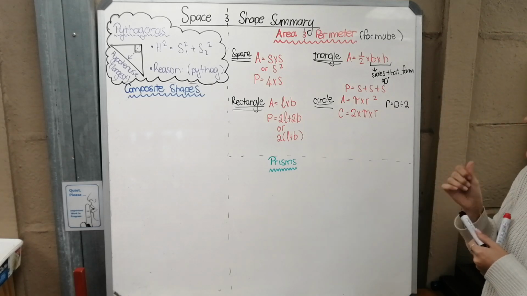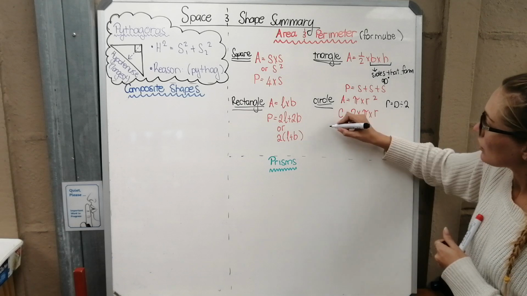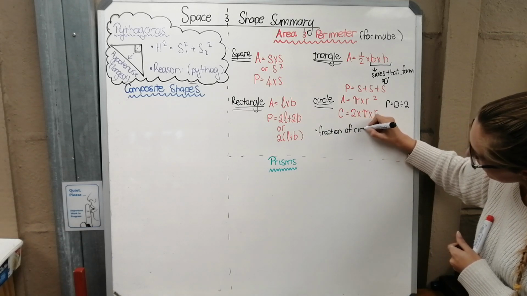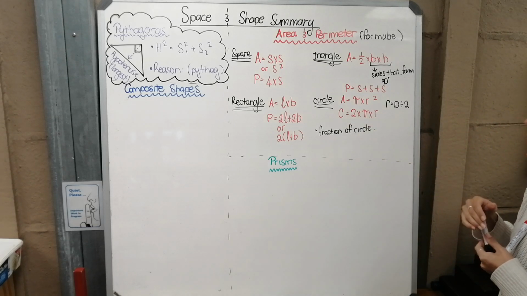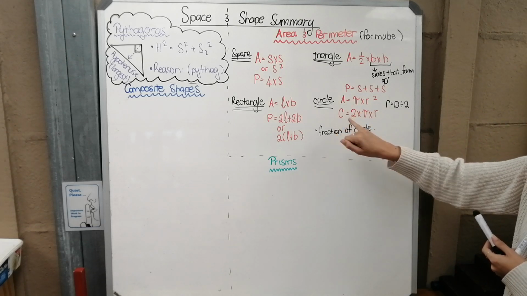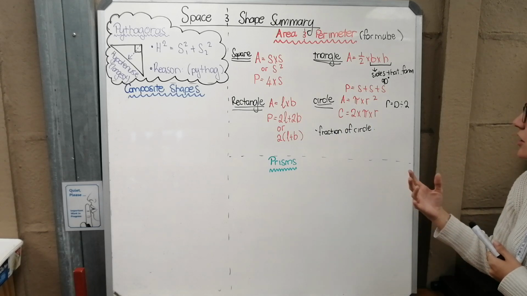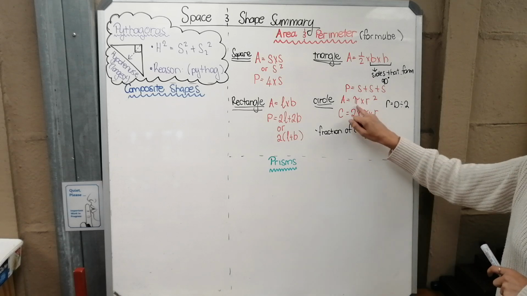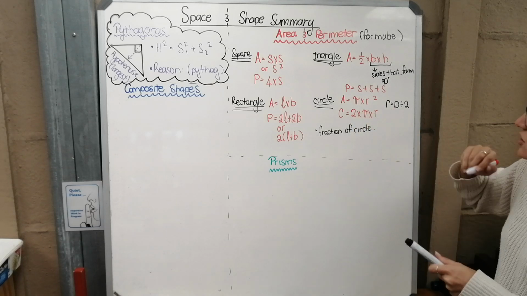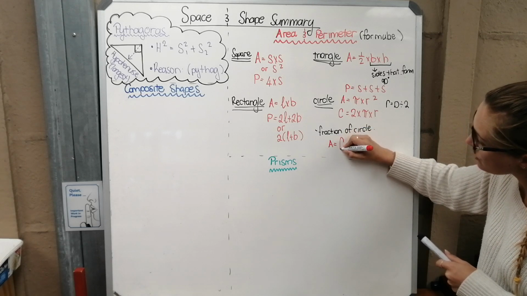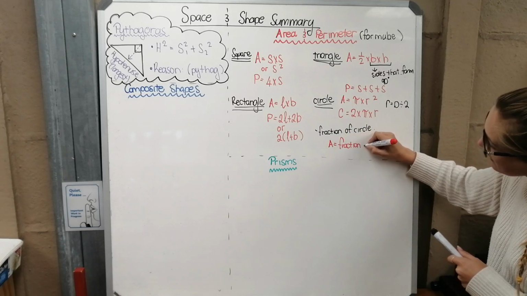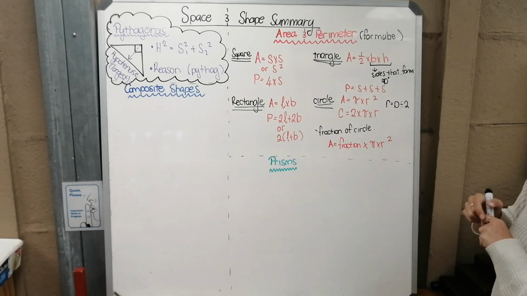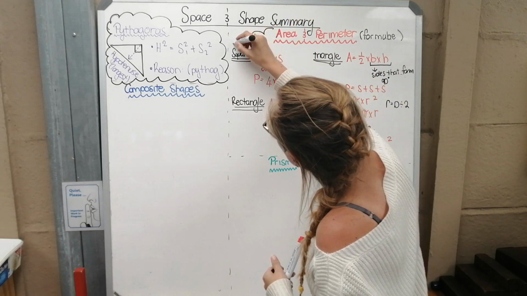Okay, if you have a fraction of a circle, then remember all you have to do is put that fraction in front of your formula there. So if we have half a circle, the area would be half times pi times r squared. If we had a quarter of a circle, it would be a quarter times pi times r squared. So if you have a fraction of a circle, your area is equal to the fraction times pi times radius squared. And that is area and perimeter in a nutshell.